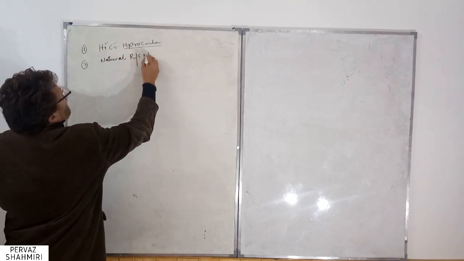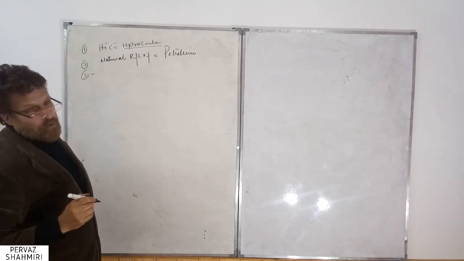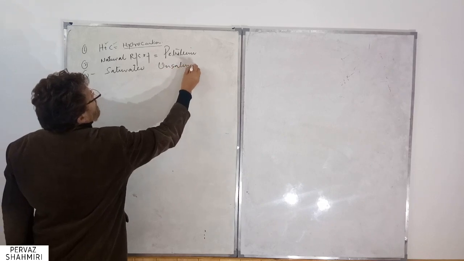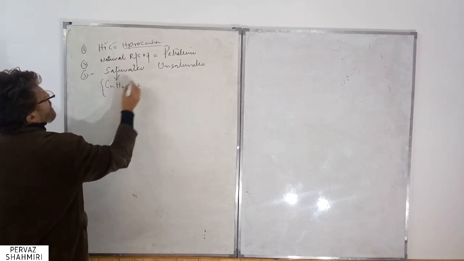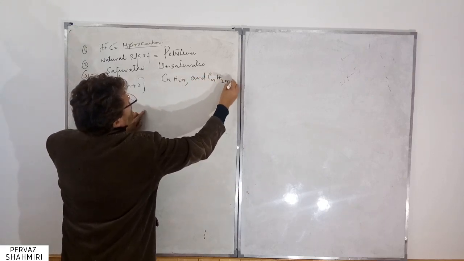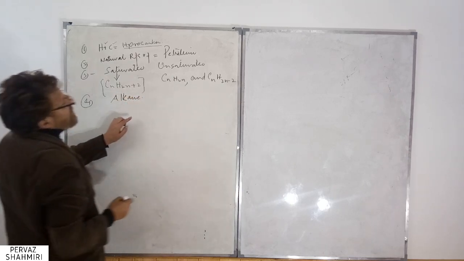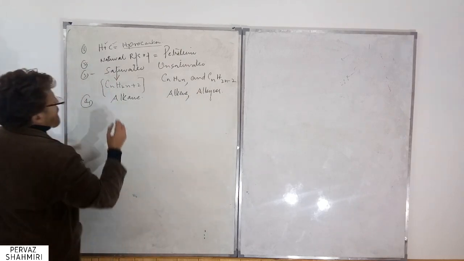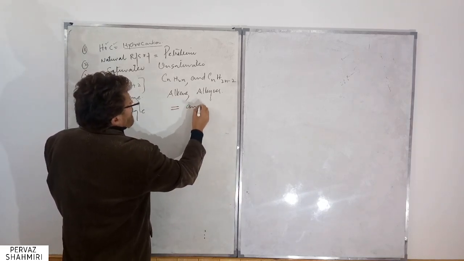The natural resource of hydrocarbons is petroleum. Number three, there are two types of hydrocarbons, saturated and unsaturated. The general formula of saturated hydrocarbons is CnH2n+2. Unsaturated is CnH2n and CnH2n-2. These saturated hydrocarbons are known as alkanes. These unsaturated hydrocarbons are known as alkenes and alkynes. Here you will find a single bond, while in unsaturated hydrocarbons you will find double and triple bonds.